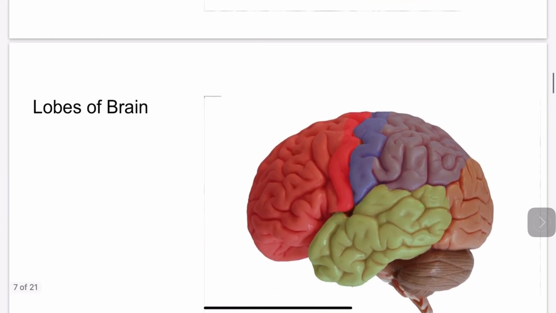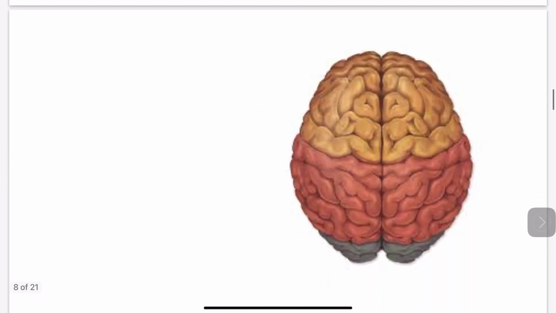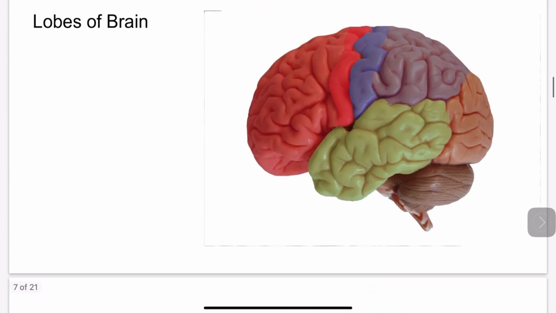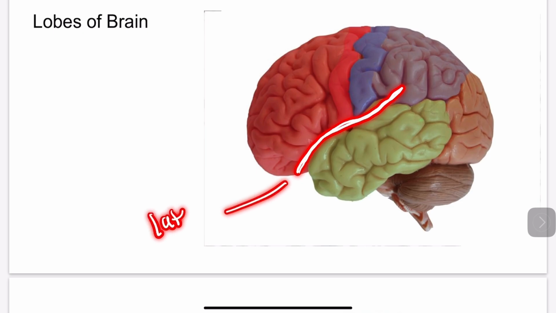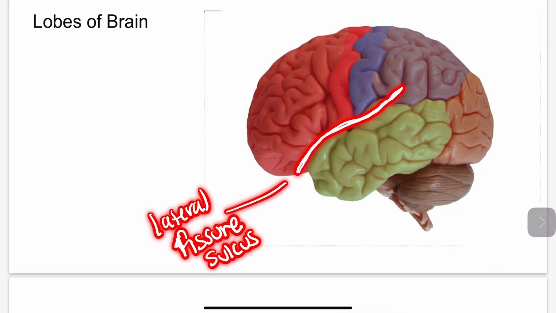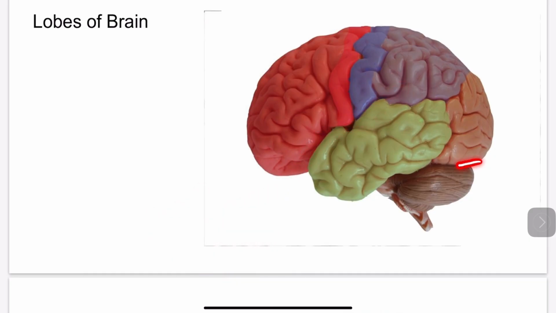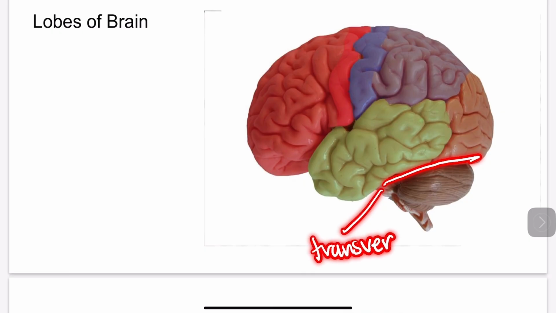All right, so let's keep looking at some structures. There's a couple of fissures that we want to kind of ID. So the first fissure is going to be located between our temporal and parietal and frontal. So this fissure right here, this border, is called your lateral fissure, or you can also say lateral sulcus. It's fine with me. Back here, dividing our cerebellum from our superior kind of cerebral hemisphere, this is going to be our transverse fissure.